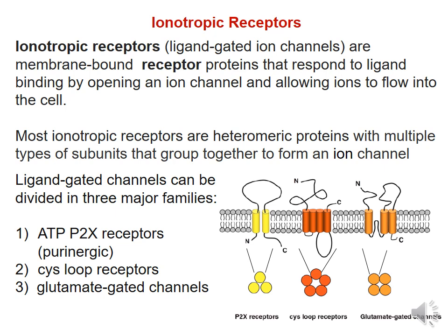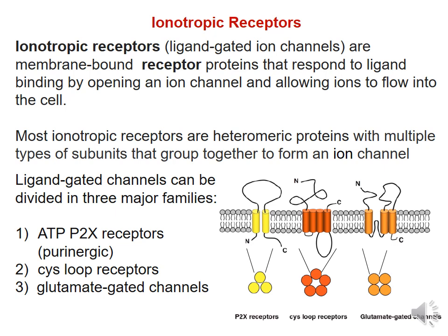intracellular space. For the second family, the Cys-loop receptors, they are pentameric receptors, meaning that they are composed of 5 different subunits. Each subunit has 4 different transmembrane domains, and both N-terminal and C-terminal are facing the extracellular space.